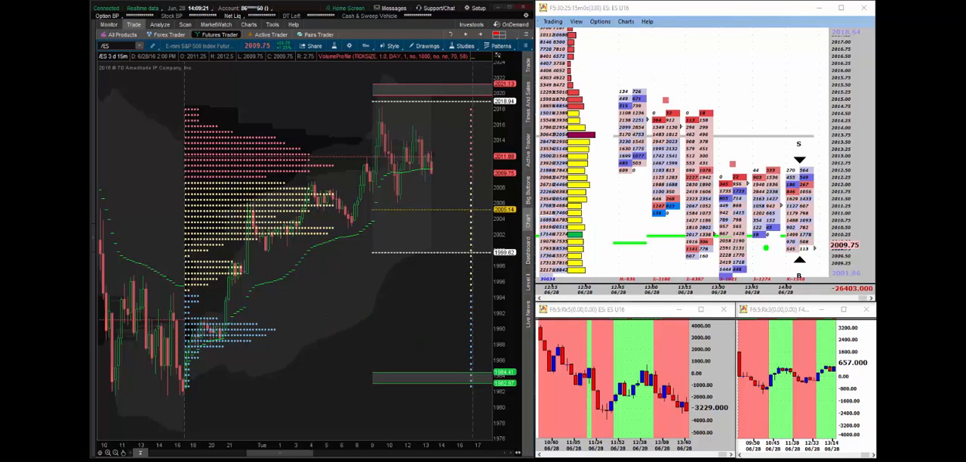And this is how I use the profile index indicator today to trade the S&P 500 futures.